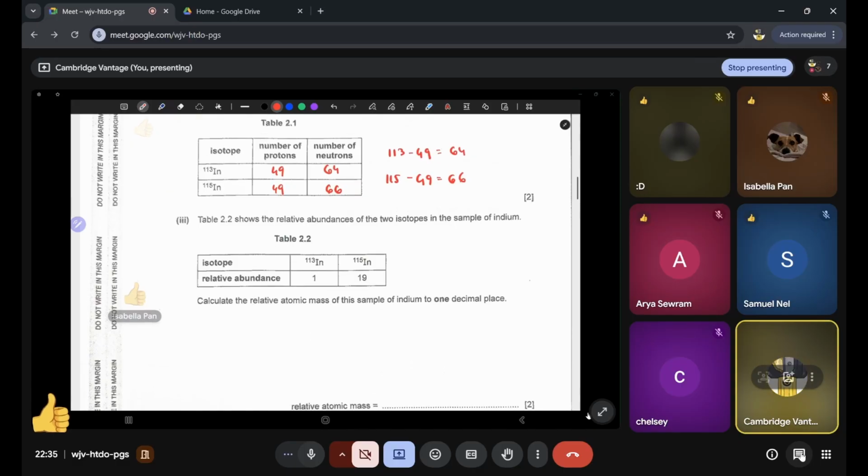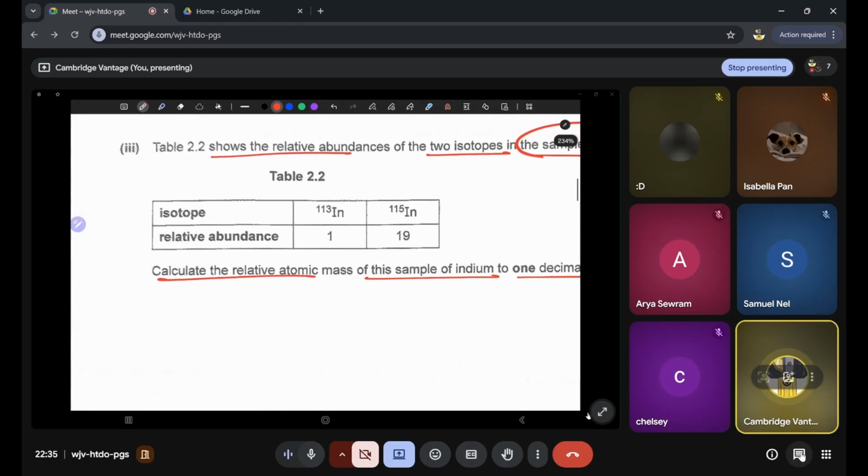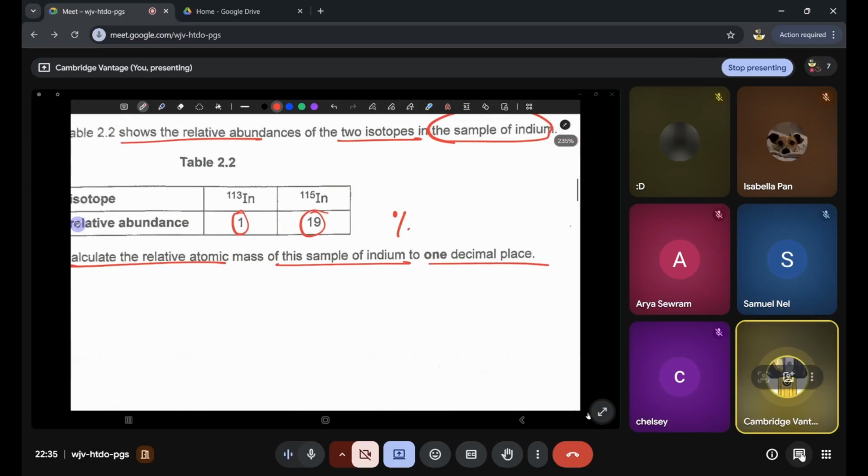All right, thank you. Okay, so now we have a relative atomic mass question, and this is something that you guys had raised. So let's see. The table shows relative abundances of the two isotopes in the sample of indium. Calculate the relative atomic mass of this sample of indium to 1 decimal place. Now, typically what you guys get as the relative abundance is a percentage. This one was unique in the sense that it's no longer a percentage. They just gave you numbers. They told you 1 and 19. A very common mistake that students would make is they assume that this is in percentage.